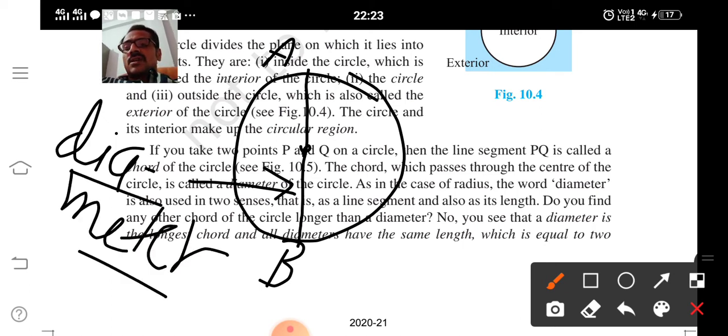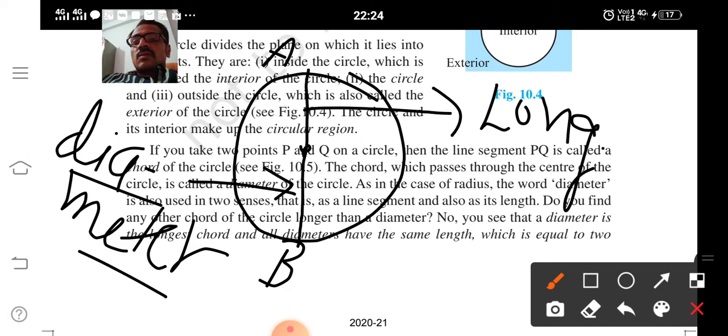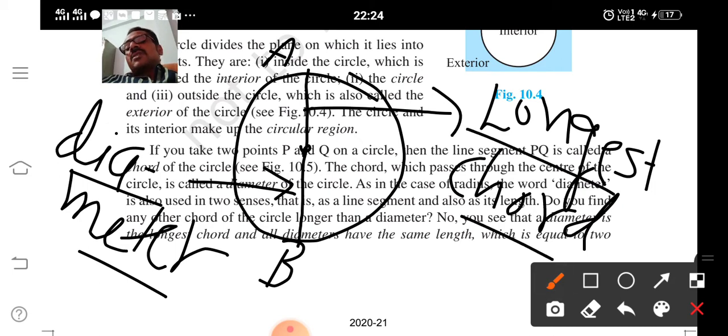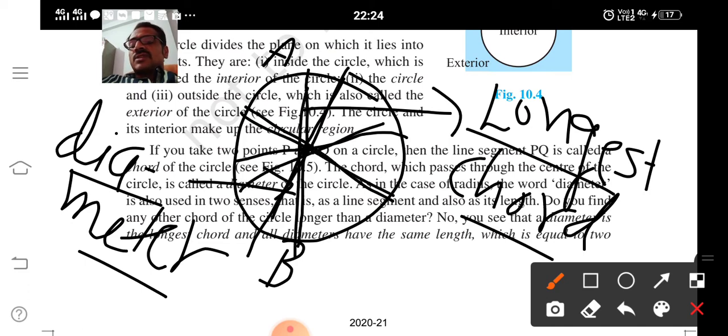diameter of the circle. Diameter is called the longest chord of the circle. See, many diameters we can draw, and all diameters are of the same length. So these all are the diameters which are passing through the center.